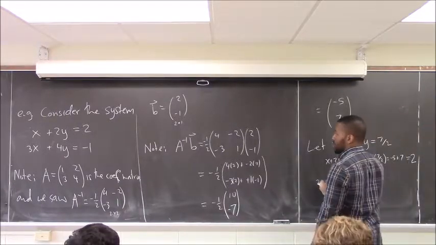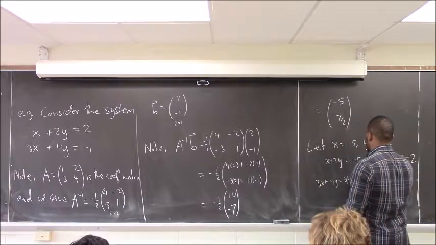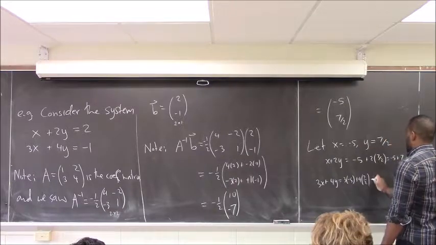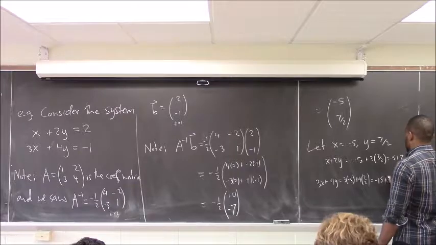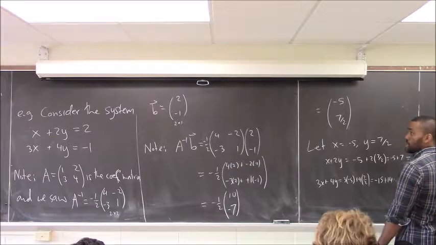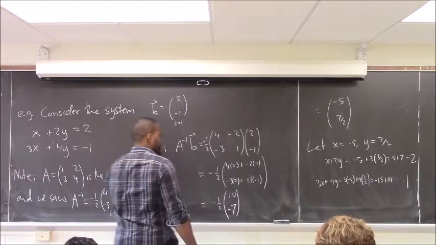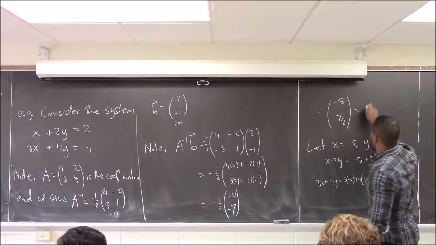And then if I take 3x plus 4 times y, that's going to be 3 times minus 5 plus 4 times 7 over 2. That is going to be minus 15 plus 14, which gives me negative 1. So it turns out that those actually check out. This is in fact the solution to the system.